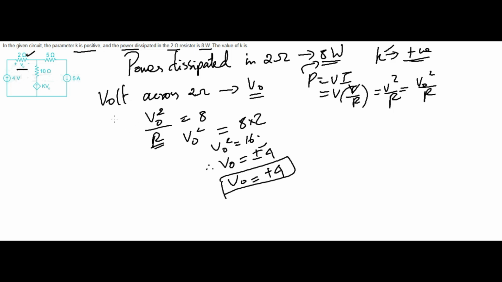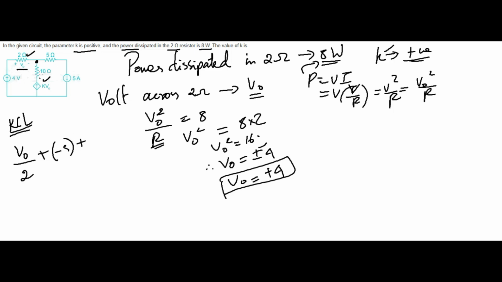Now we have to find the K value. At this point we can apply Kirchhoff's current law. Looking at what is available at this junction, the current coming in through this line is V by R, that is V0 by 2, and then plus. The current going away from this junction is directly given as 5, so it is minus 5.